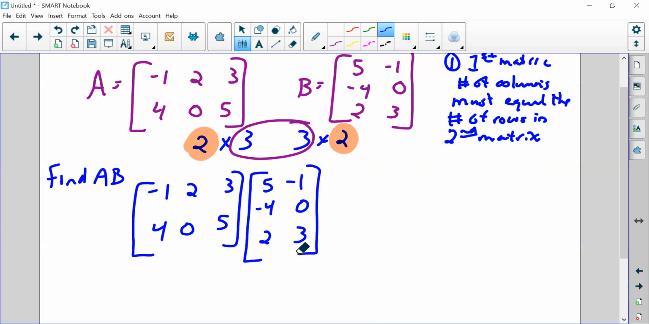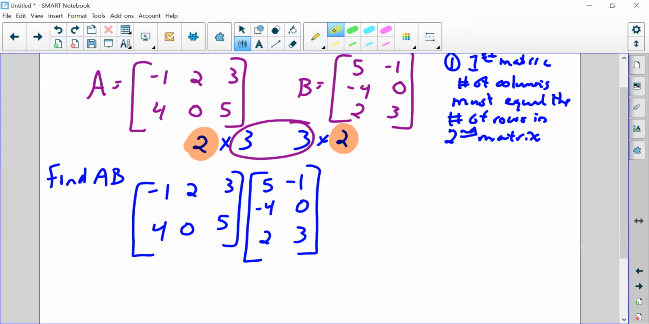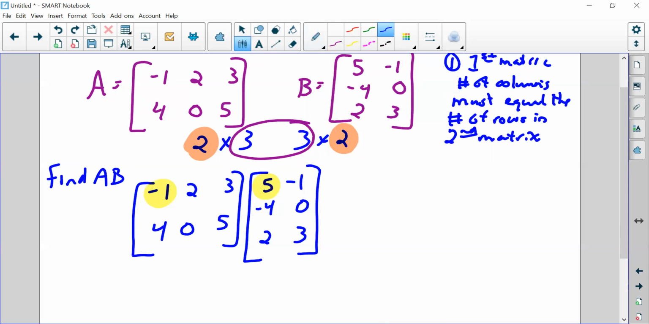Now, how we're going to do this, we're going to go across the first row and down the first column. Across the first row and down the first column is the order in which we're going to do this. So I need to take this times this number as the first operation, and you have to show intermediate steps. So I'm going to have negative 1 times 5. What does that give us? It gives us a negative 5.